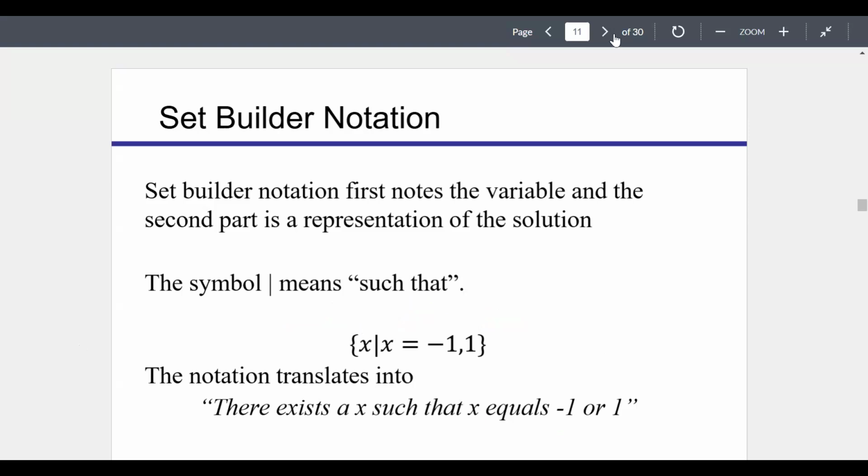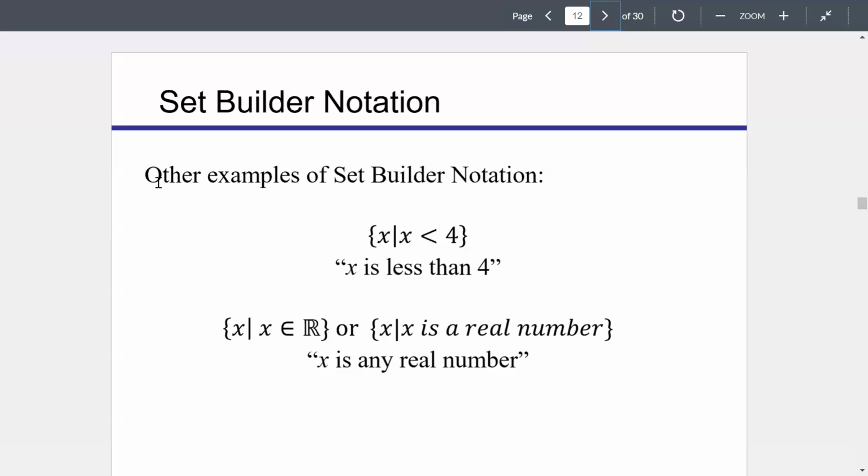We don't use this just to write out a list of solutions. It can also be used for other examples of set builder notation. There's an x, but the x has to be less than 4. Or there's an x such that x is a real number. This means an element of the real numbers, or you can say x is just a real number. So it can also be a way of just describing what your number is.